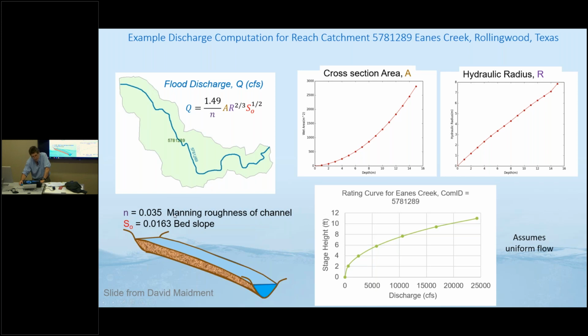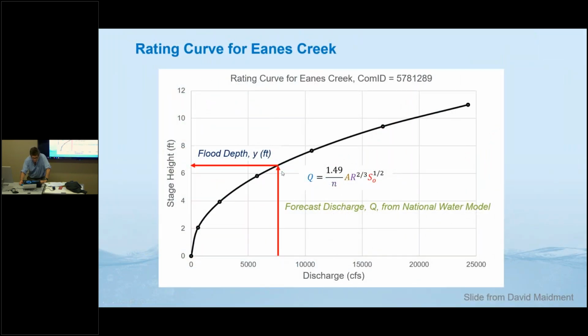You have to get a Manning's roughness. That doesn't come right out of the GIS. You need to use other information to do that. You can get the slope out of the GIS. So then you've got the slope, hydraulic radius, cross-sectional area, and for each height you can work out the discharge and have a discharge stage relationship, and that's effectively the rating curve for that creek. So you have the forecast discharge, it gives you the flood depth stage. Once you've got the flood depth, you can then map the inundation for that particular catchment.